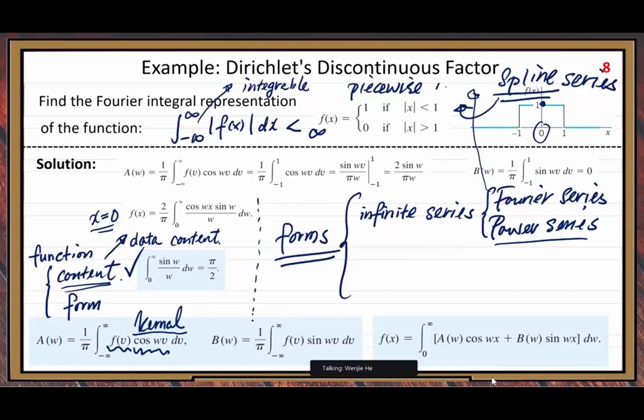Polynomials. That's the meaning of spline. Okay? Spline. So in industry, a lot of software is developed using the spline tools.